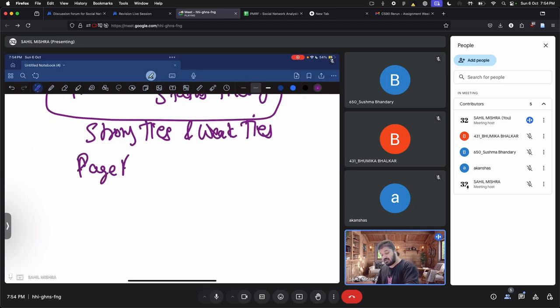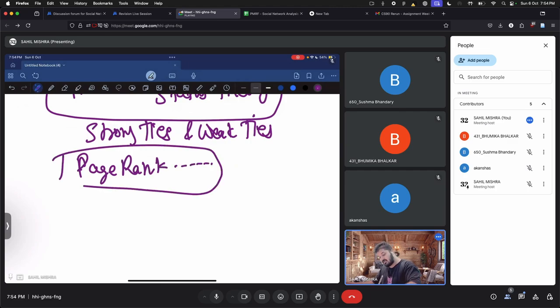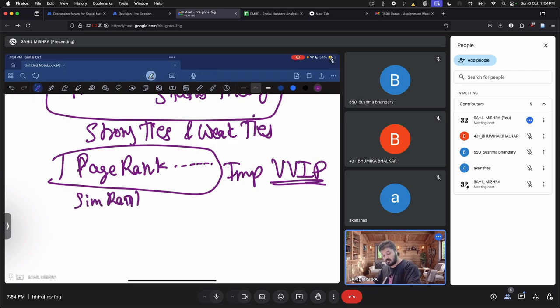Till now, what we studied was the basics of PageRank. Now we'll study the mathematics behind PageRank. This is very important: matrix manipulation, conversion, everything. If you are not able to understand, you can ask me. And then there's SimRank, DivRank. These three, four things are very important. Questions will be asked on these.